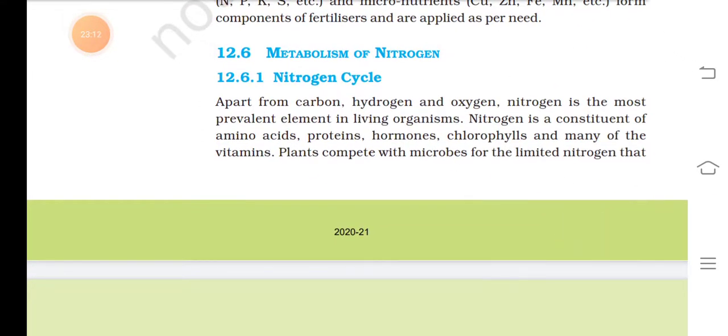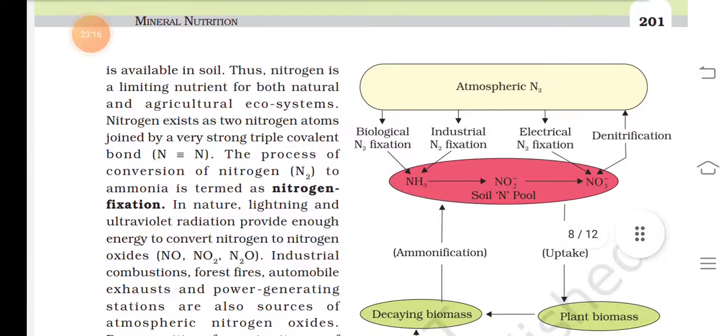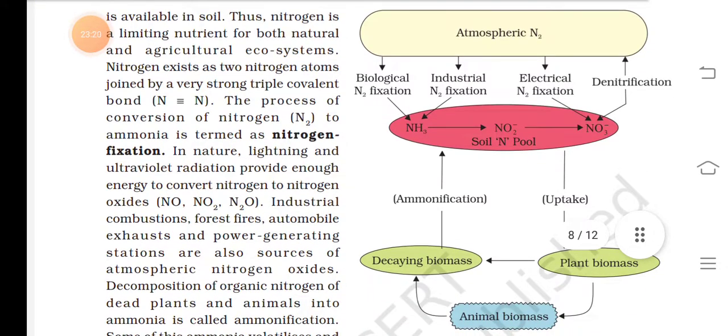Plants compete with microbes for the limited nitrogen that is available in soil. Thus, nitrogen is a limiting nutrient for both natural and agricultural ecosystems. Nitrogen exists as two nitrogen atoms joined by a very strong triple covalent bond, that is N triple bond N. The process of conversion of nitrogen, N2, to ammonia is termed as nitrogen fixation.